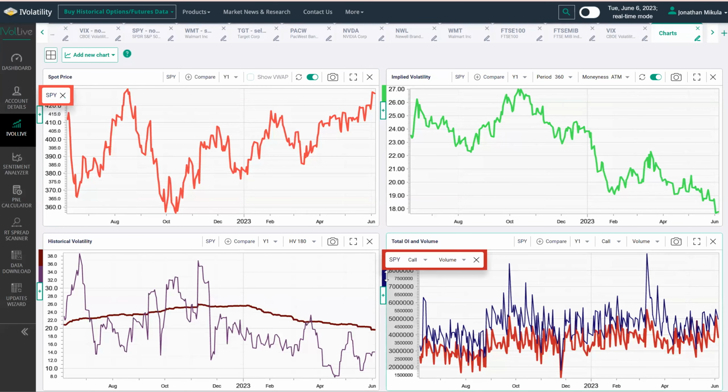So if we want to look at our handy legend, here is our SPY call options in red, and here is our SPY put options in blue. So very patriotic, coming out of Memorial Day here in the US.